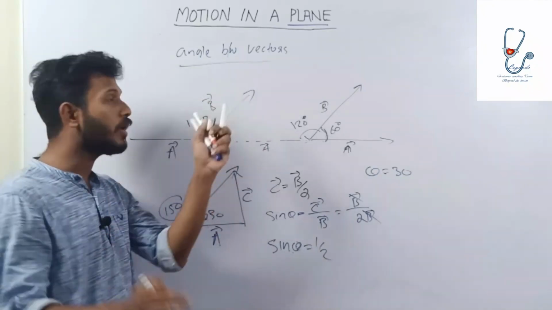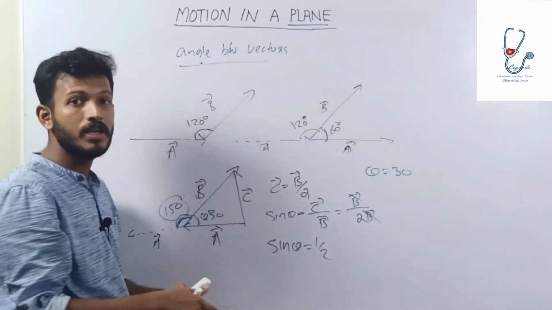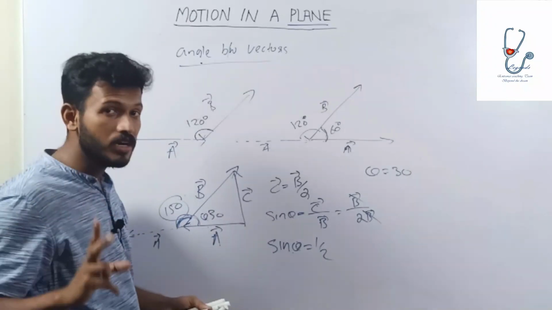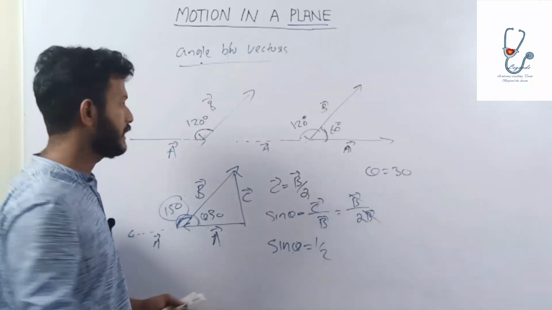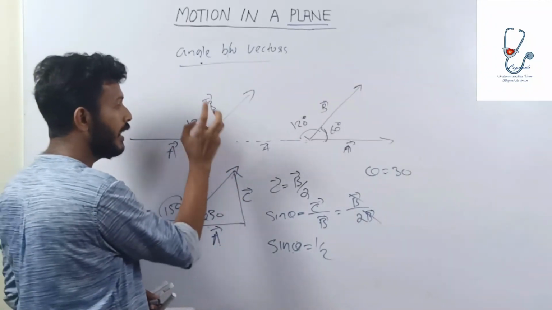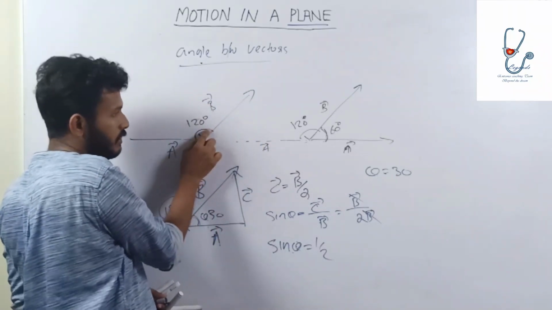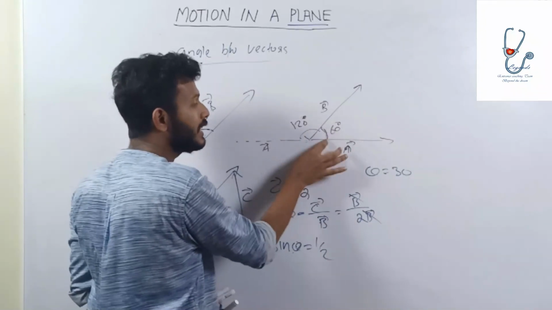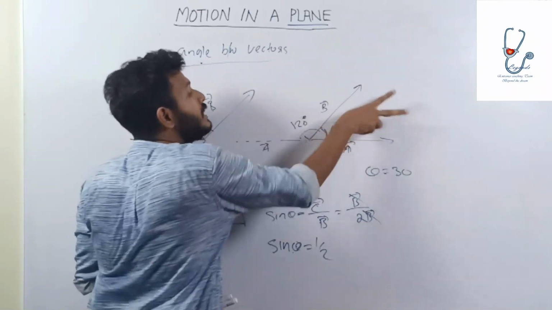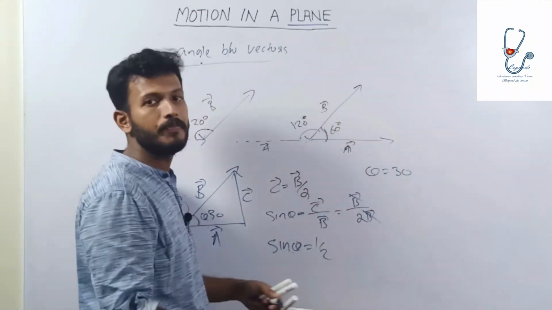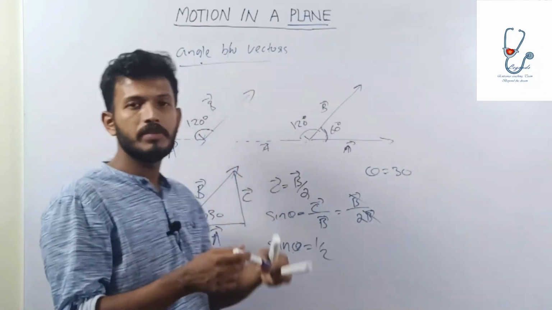So what is the important point in angle between vectors? Angle can be calculated by using a common concept, that is, not head and tail angle, but the angle between tail and tail, that is they are originating from the same point. Clear? That is about the angle between vectors.